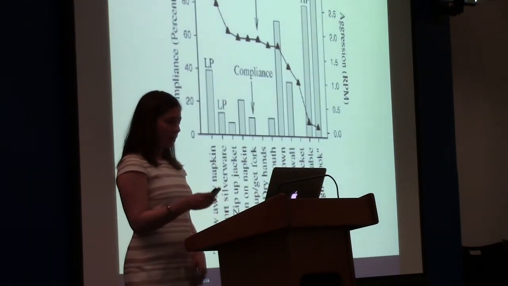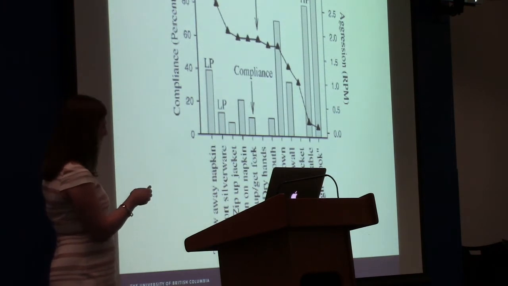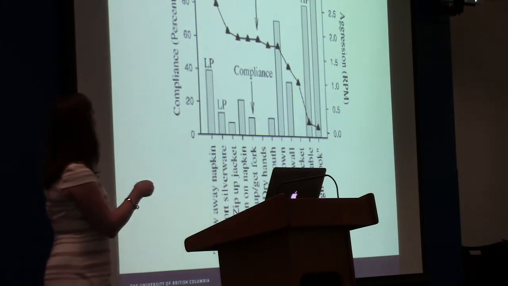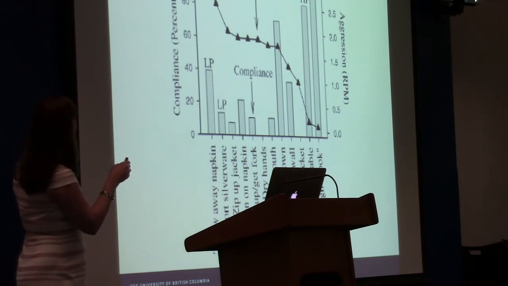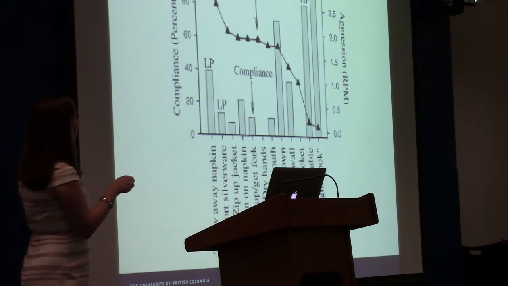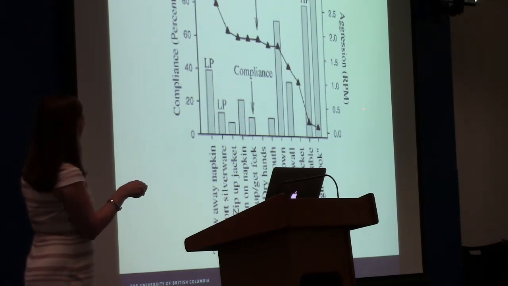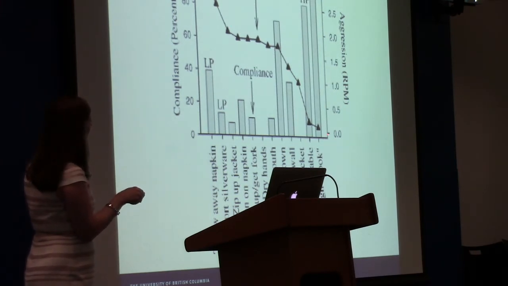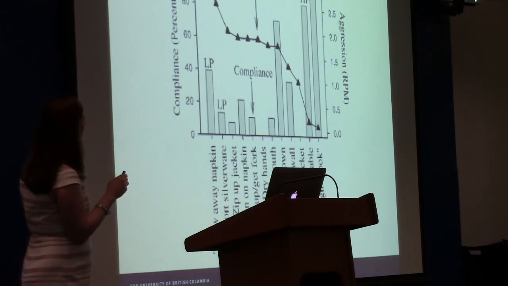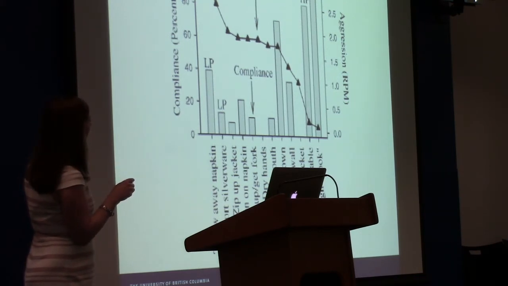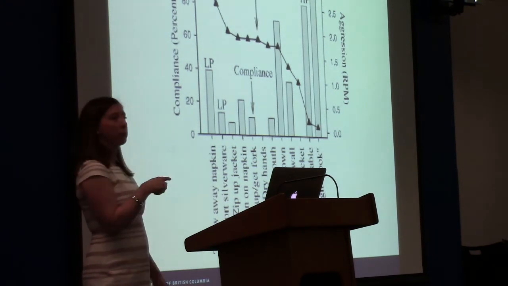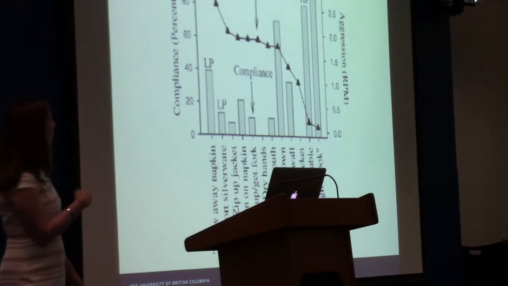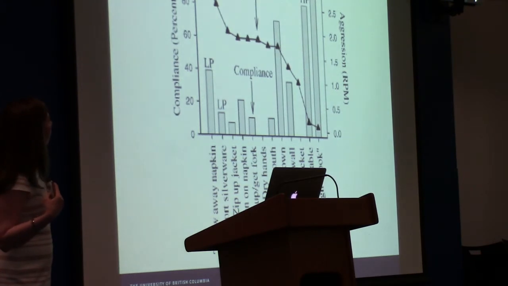So what they did is, this is a double y-axis graph. They have different task demands on the x-axis, and the percentage of compliance along the primary y-axis, indicated by the bars. Then the secondary y-axis is aggression, expressed in aggression per minute, and that's indicated by the problem behavior here. Does anybody have an idea of what kinds of tasks might be reasonable to include in the functional analysis based on these data? We're looking for things that have low compliance and high problem behavior.